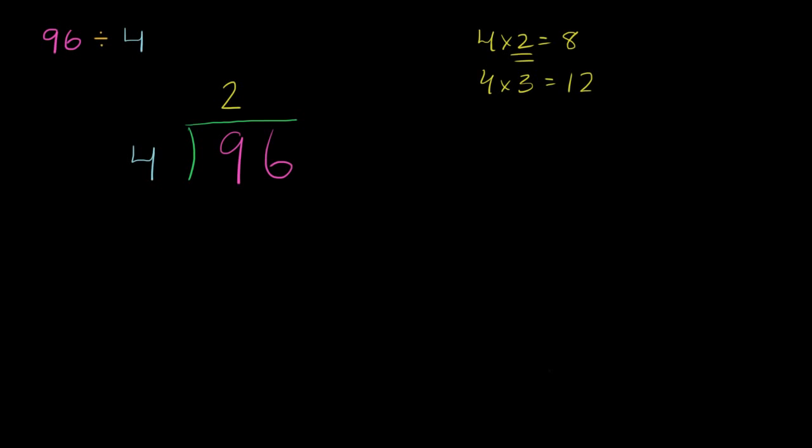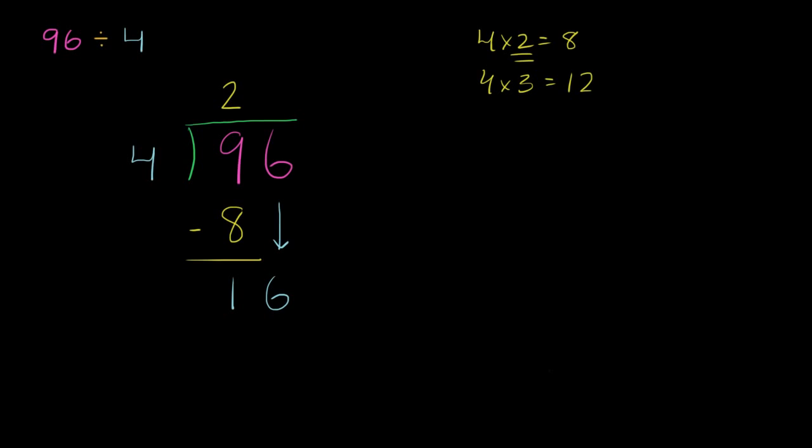And then we say, what's 2 times 4? Well, 2 times 4 is 8. And now we subtract. We subtract the 8 from the 9, and we get 1. And now we bring down the next digit, which is the 6.